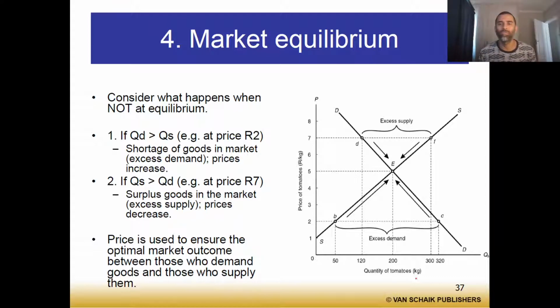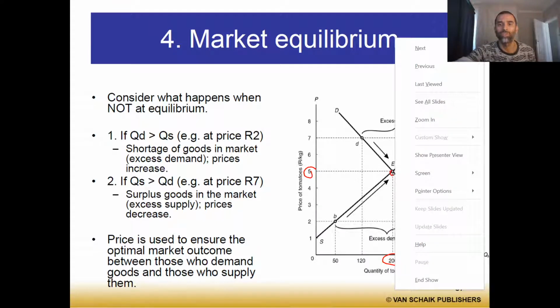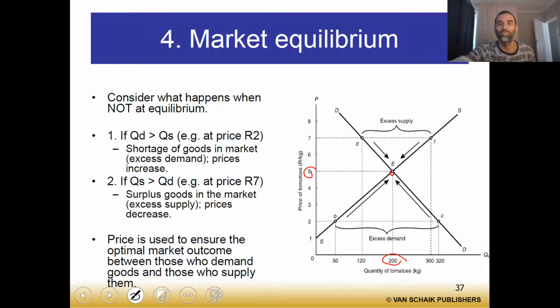Continuing with our previous example, recall that the price at equilibrium was 5 rand and the quantity demanded at equilibrium was 200 kilograms of tomatoes. That is where the demand curve intersected with the supply curve. Now let's consider a case where the quantity demanded is larger than the quantity supplied. An example of this would be at a price of 2.